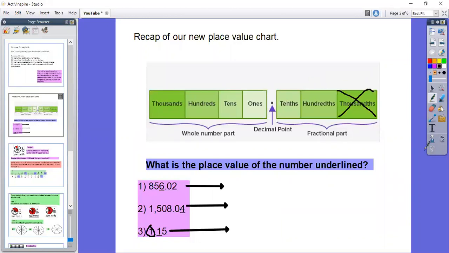So your task, just a little recap. Can you tell me which place value the number that is underlined is in? So look at your place value chart and think about where it would be. So you can pause the video because I'm going to go through the answers in a moment.